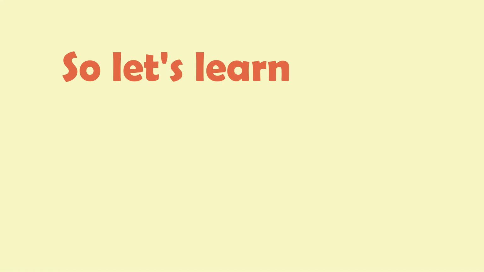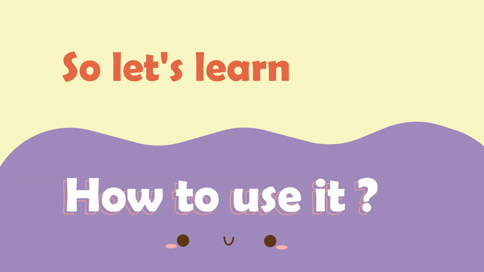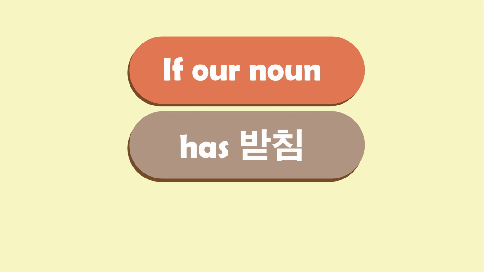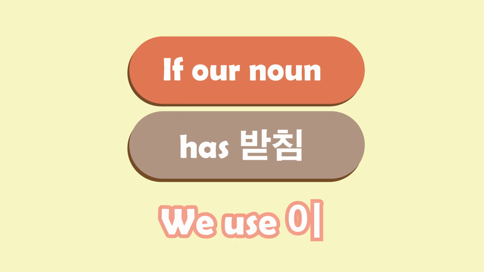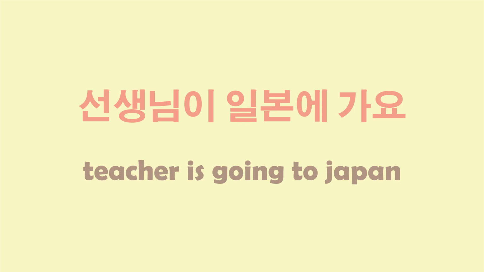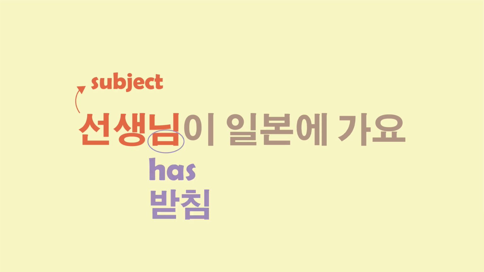So, let's learn how to use it. If our noun has 받침, we use 이. For example, 선생님이 일본에 가요. Teacher is going to Japan. 선생님 is the subject and it has 받침. So, we added 이.